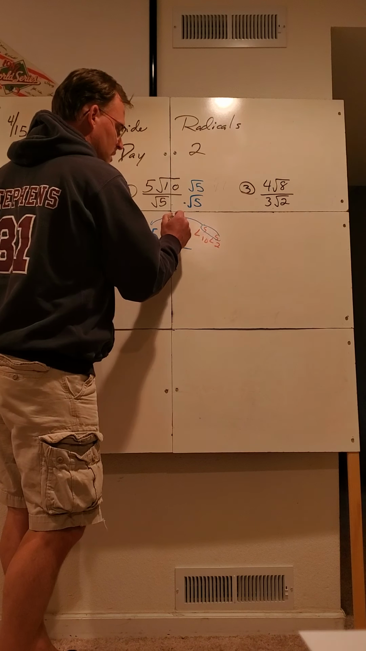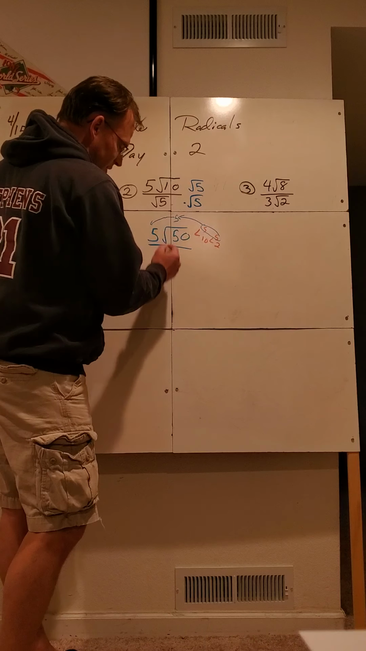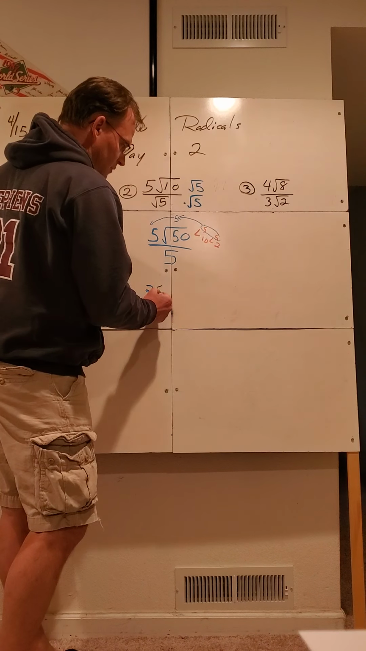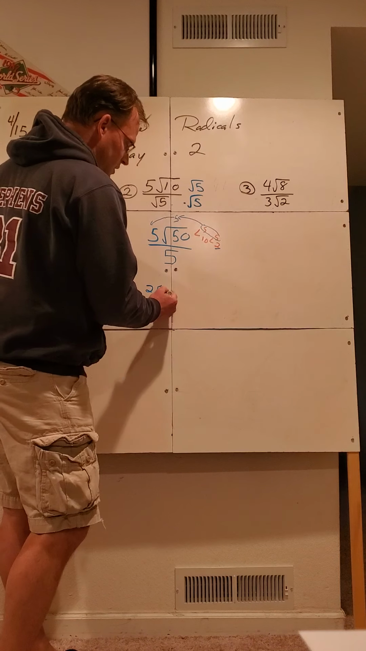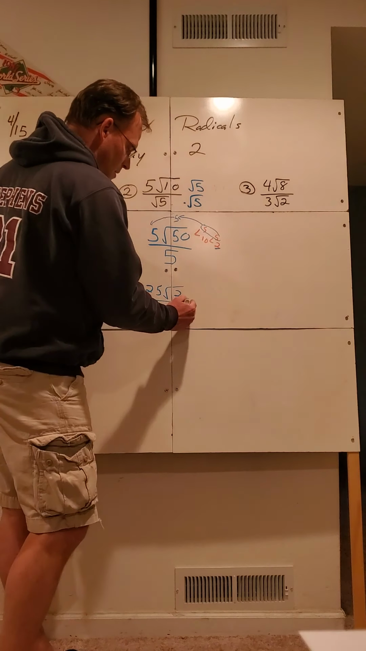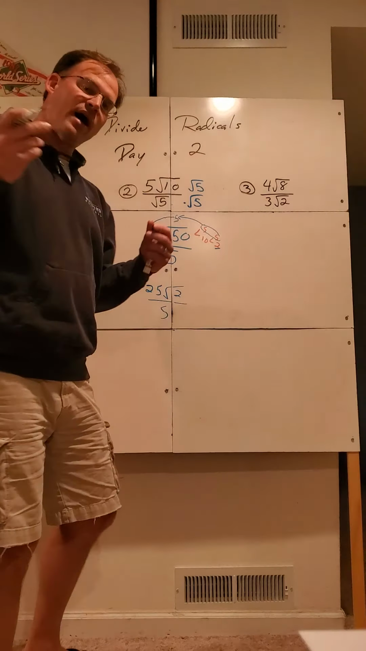Got one 5 outside the radical. I already had a 5 outside the radical. Now that's 25. Had one 2 left in. There's my 2 left in. My denominator is still 5.